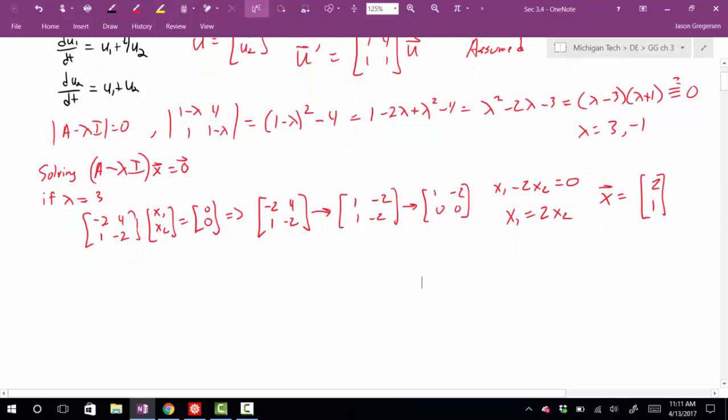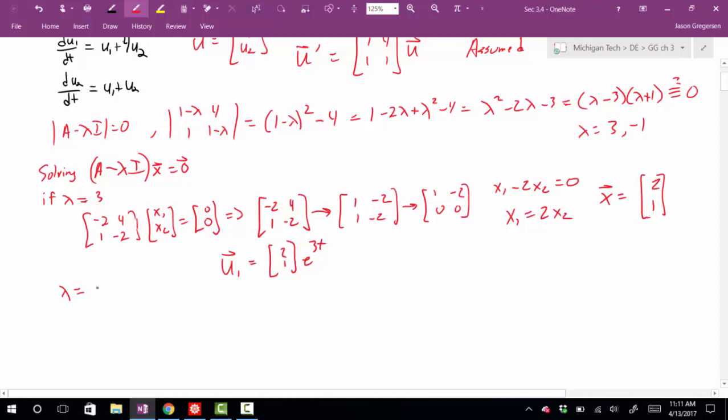Okay, so that's eigenvector. We found one eigenvector, right? So we have one eigenvector, one eigenvalue. One solution is going to look like 2, 1, e to the 3t, and we're all set, right? One solution. Now we got to find the other solution.